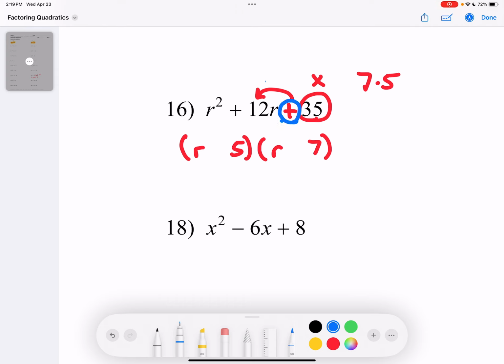Okay? Then, because this sign was positive, that's good. That means that everybody gets along and they're the same sign. So they're both going to be this sign, which is plus. So you're going to put pluses in both your parentheses.